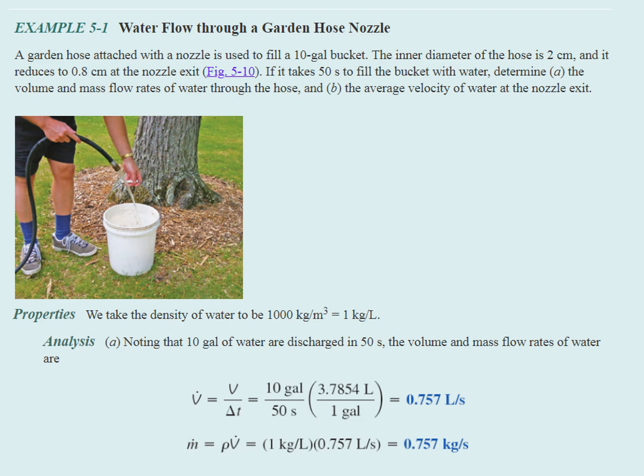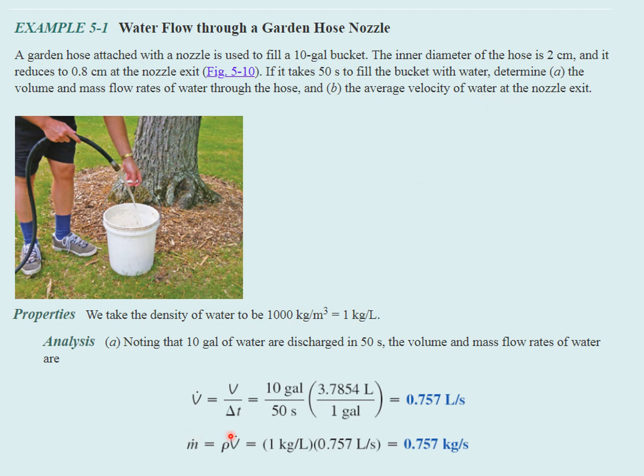So let's take a look at example 5.1. A garden hose attached with a nozzle is used to fill a 10-gallon bucket. The inner diameter of the hose is 2 centimeters, and it reduces to 0.8 centimeters at the nozzle exit. If it takes 50 seconds to fill the bucket with water, determine the volume and mass flow rates of the water through the hose and the average velocity of the water at the nozzle exit.